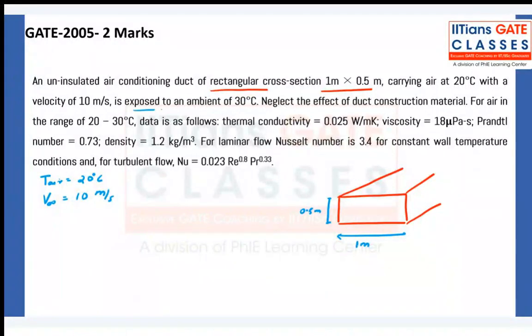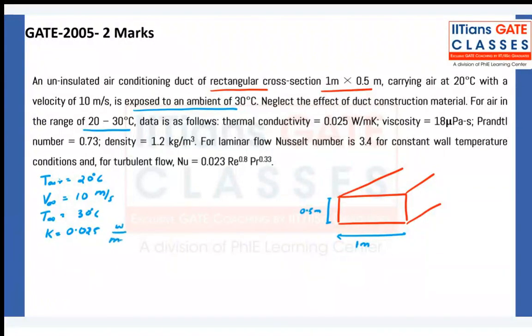So what is our T ambient? 30 degrees. Now the effect of duct construction can be neglected. For air in the range of 20 to 30 degrees, this data is given. K is given as 0.025 watt per meter Kelvin.